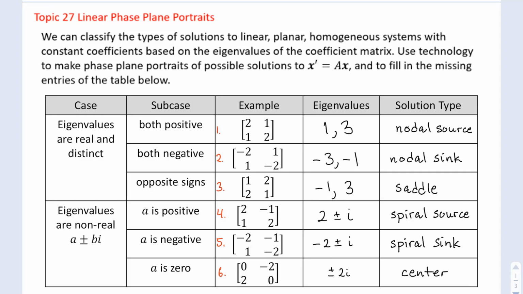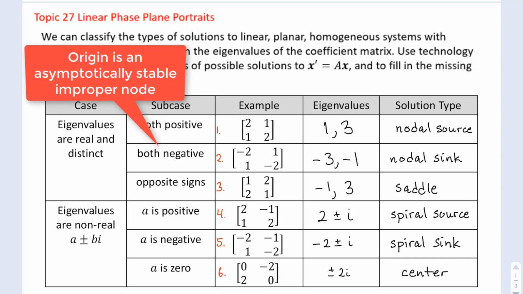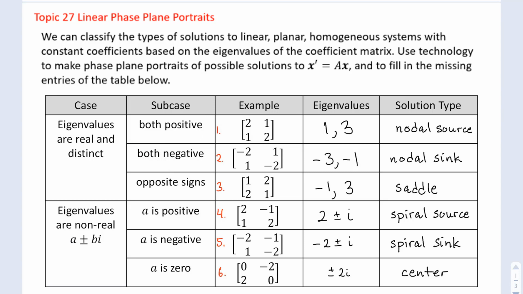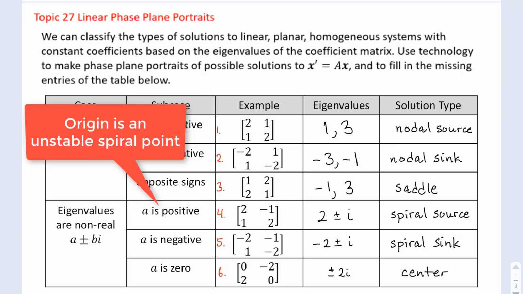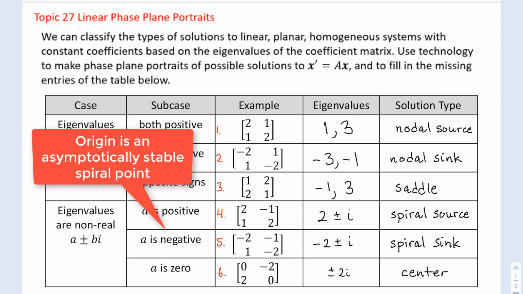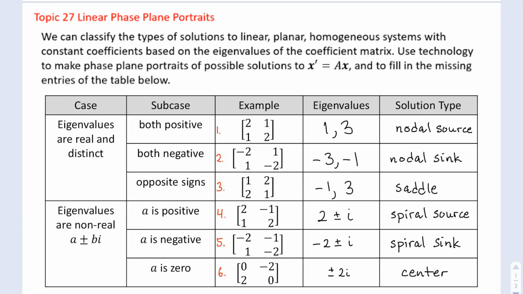Take note that in your homework, in case 1, we say that the origin is an unstable improper node. In case 2, we say that the origin is an asymptotically stable improper node. In case 3, an unstable saddle point. In case 4, an unstable spiral point. Case 5, an asymptotically stable spiral point. And in case 6, we say the origin is a stable center. So look for that language in your homework assignment.